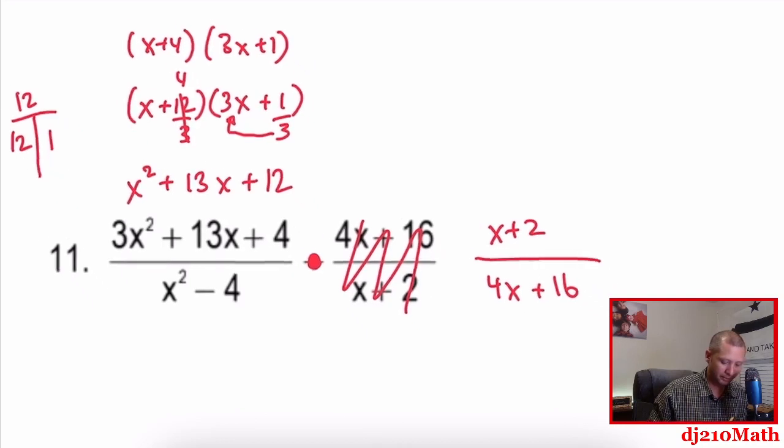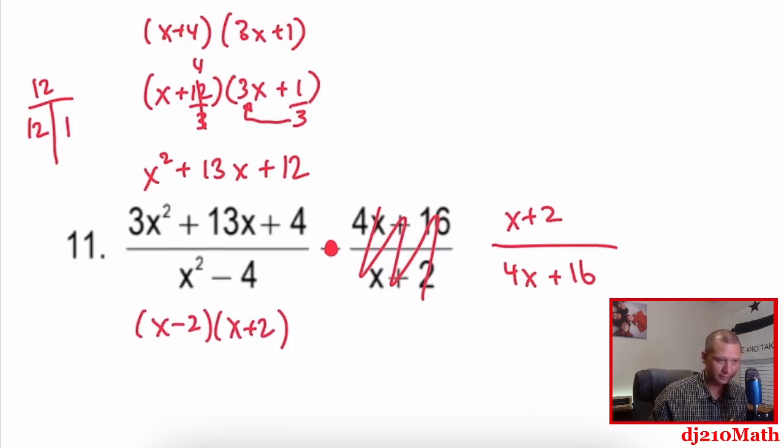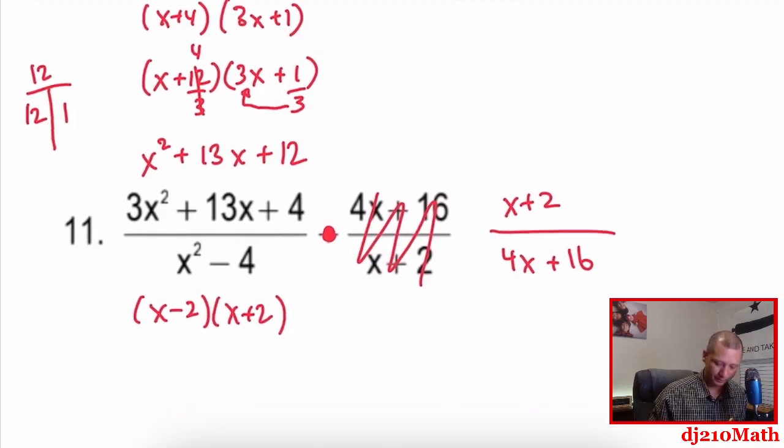Okay, bottom left. It's a difference of squares. So x minus 2, x plus 2. Top right, x plus 2, it's already fully factored. Bottom right, I can factor out a 4. And then x plus 4 is left behind. All right, everything seems fully factored. Now let's start canceling things out.